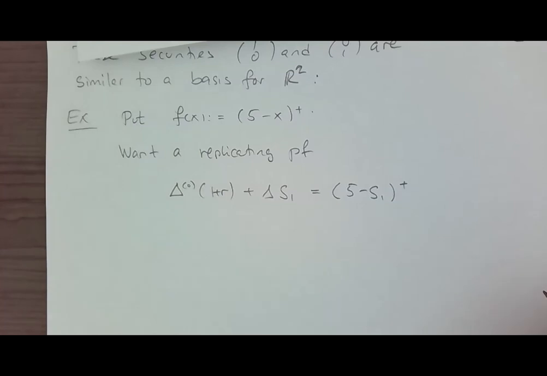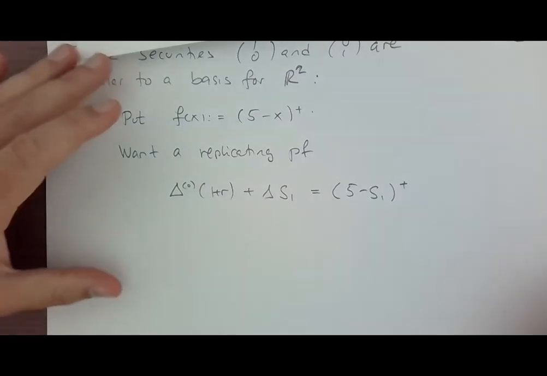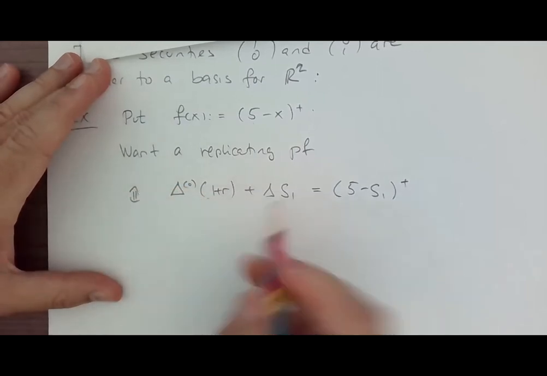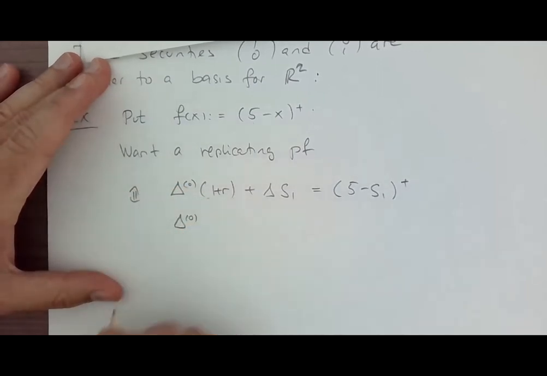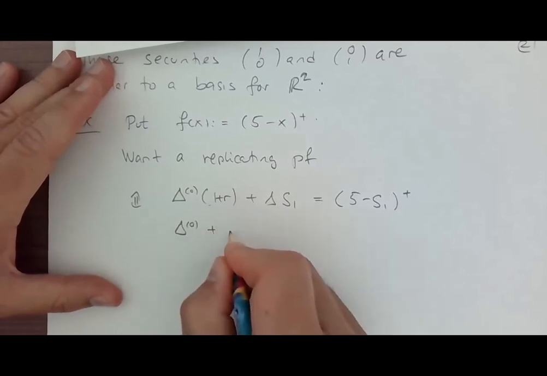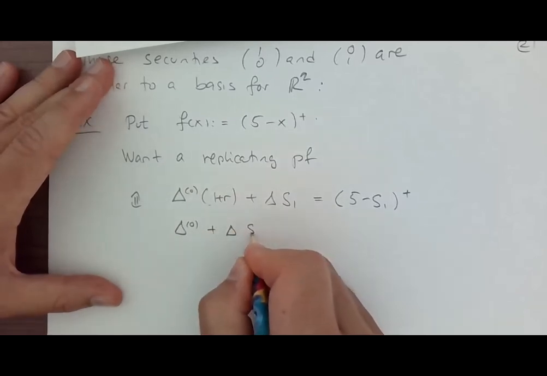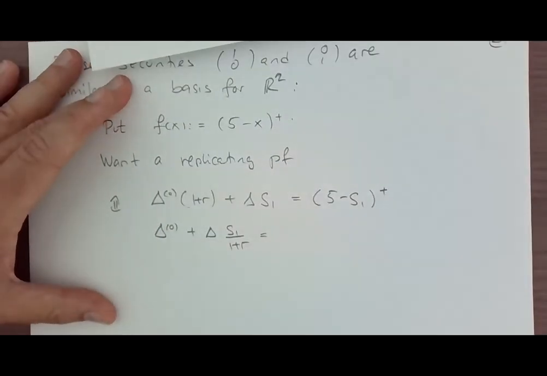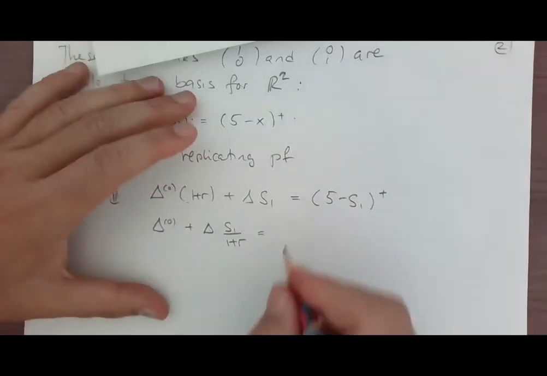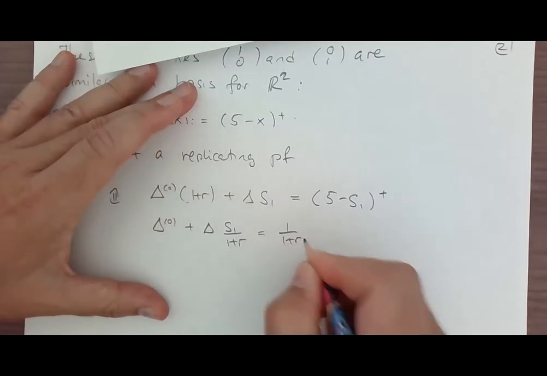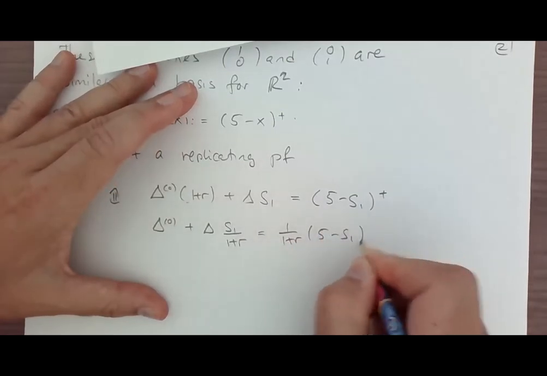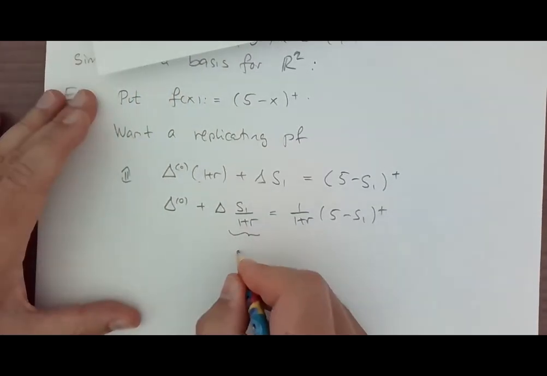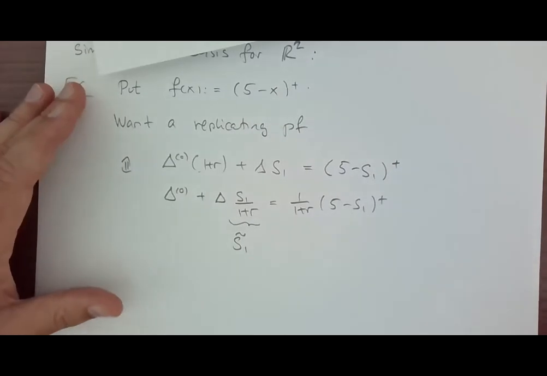And here's how it comes in handy. This is my equation. I will then just divide through by 1 plus R. I will discount. This will be delta, and then it will be S1 divided by 1 plus R. And this is equal to 1 over 1 plus R, 5 minus S1, positive part. And this here was my discounted stock. This here was my S tilde 1.